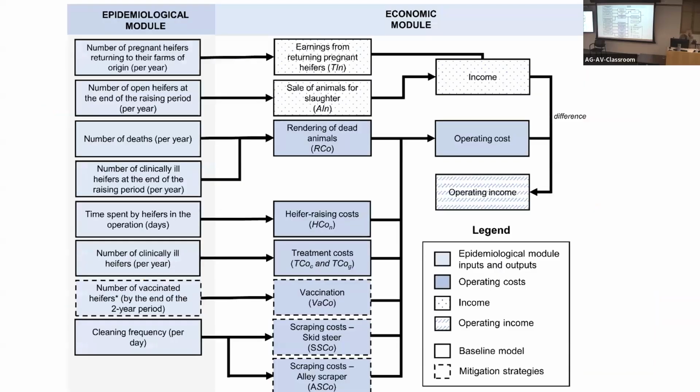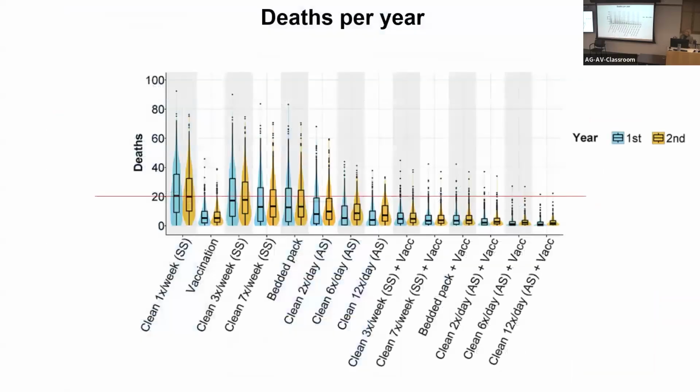So the model all put together looks something like this. So here are some results. I picked just a few to give you a flavor. So in blue boxplots, I'm showing what happens in the first year of prediction. We run the model for 2 years.